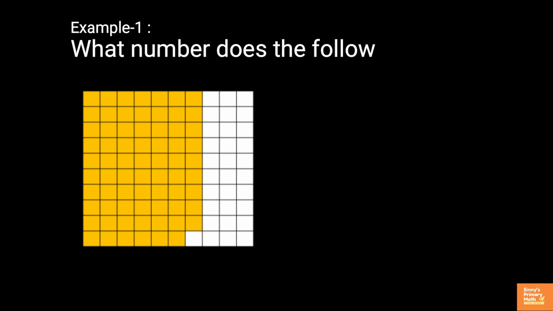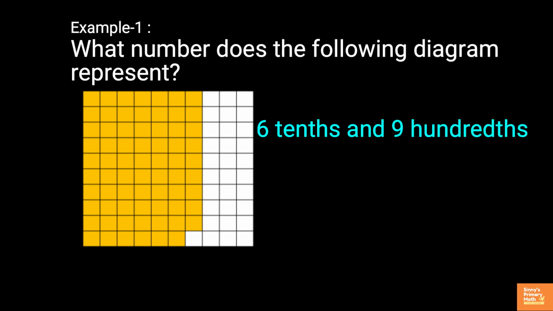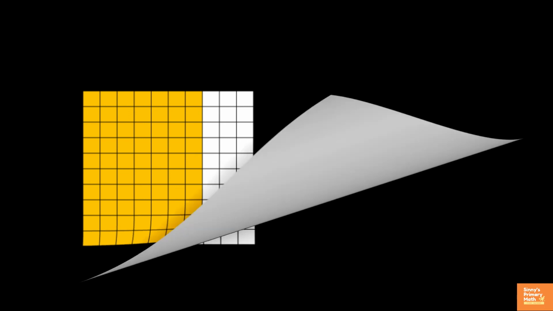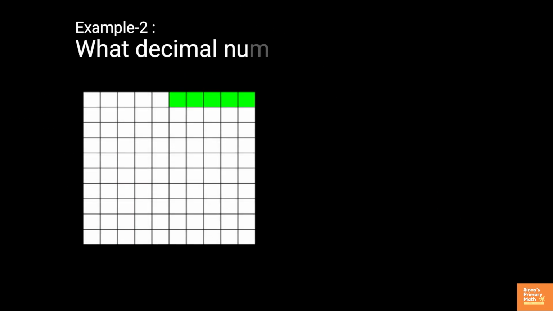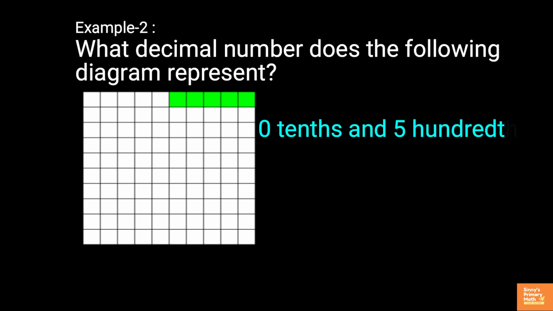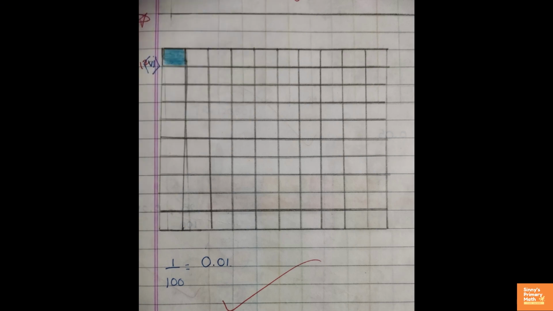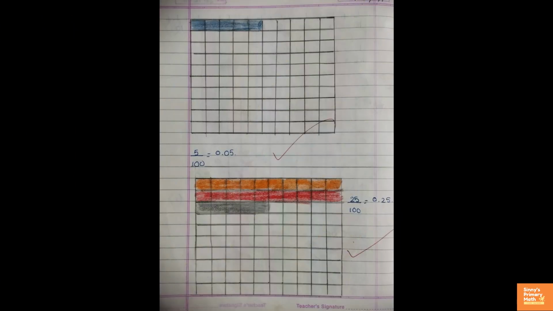Example 1. What number does the following diagram represent? 6/10, 9 hundredths. So, the decimal number is 0.69. Example 2. What decimal number does the following diagram represent? No complete rows have been shaded, that is 0/10. 5 small squares of one row have been shaded. So, the decimal number is 0.05. Now, give them a number and ask them to color the corresponding tenths and hundredths.